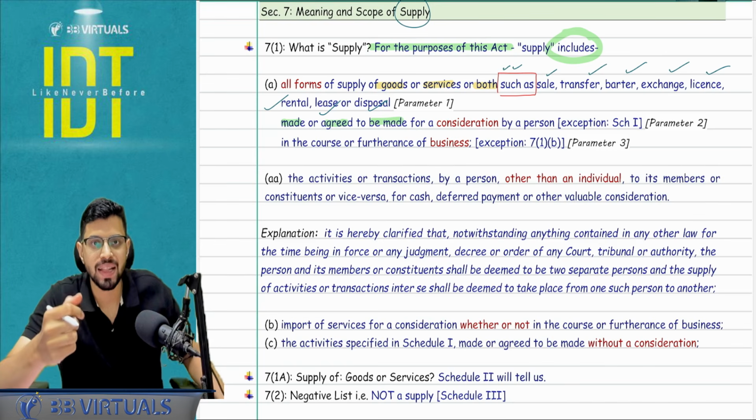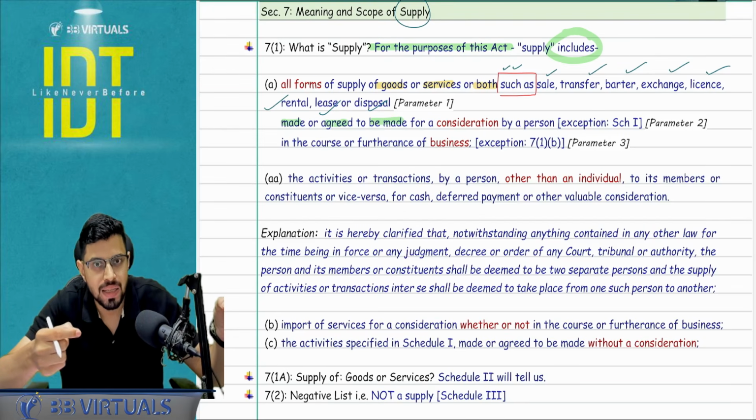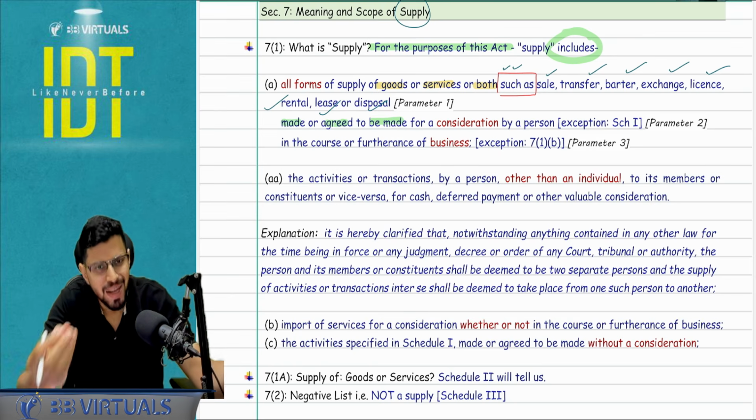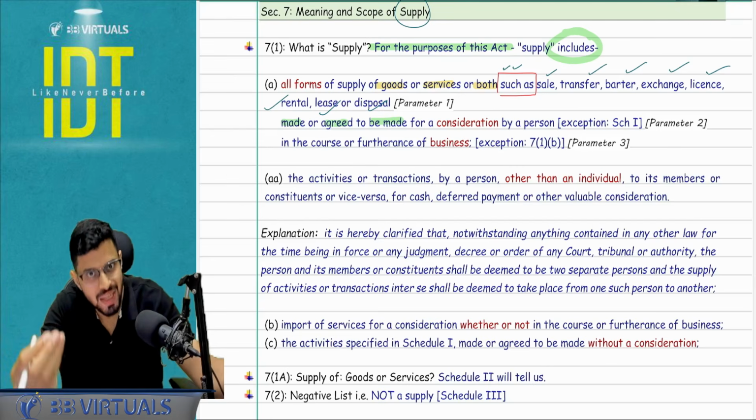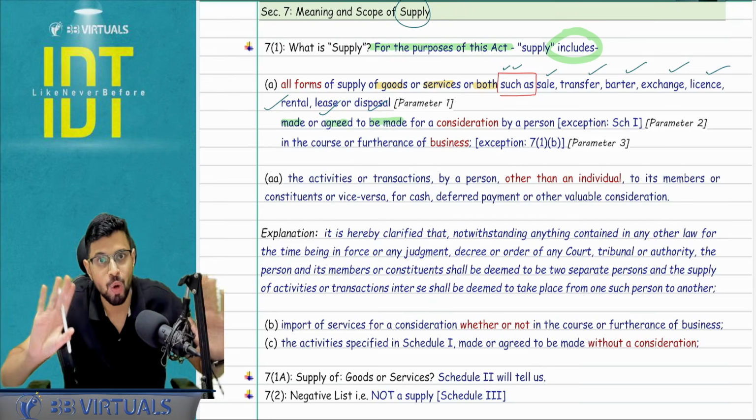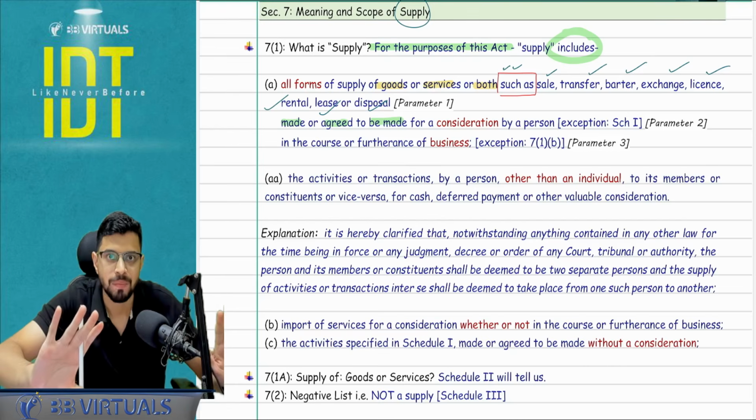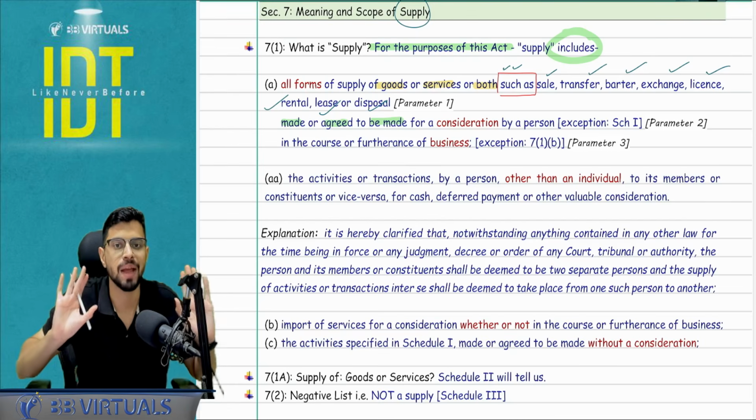So can we say that, sir, every supply in GST in essence is a simple agreement or a contract? Yes. Even a mere agreement is still a supply, provided the parameters are completed. No one is asking that the consideration should be paid upfront, but it is agreed. So a mere agreement is also a supply.